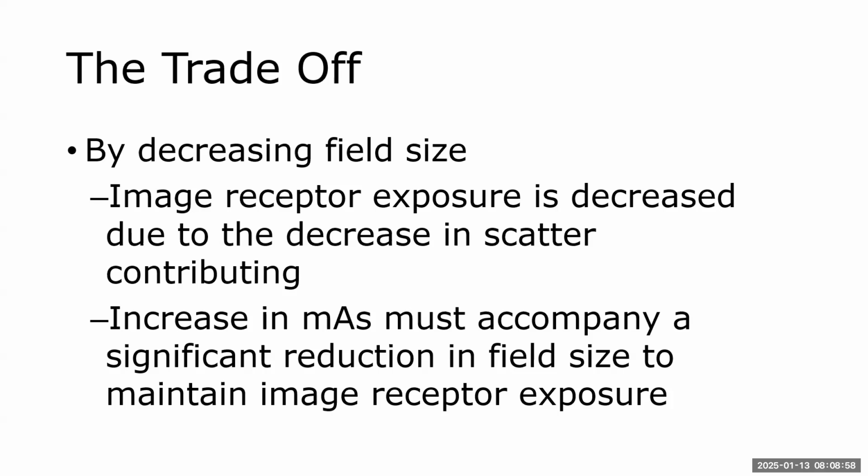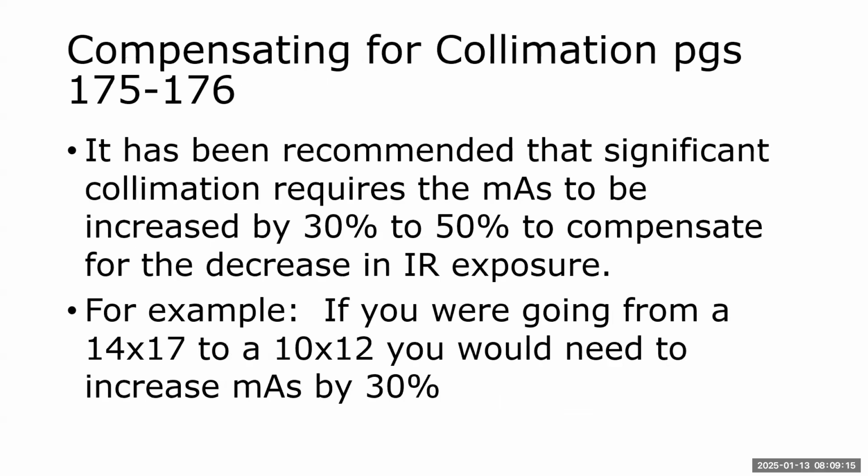So generally, you have to increase mass if there's a significant reduction in field size, because our goal, again, is to maintain receptor exposure. That's been our goal from the beginning of last semester, when we're making all these changes. If you look on page 175 and 176 in your Faber book, it talks about compensating for differences in collimation. It says it's been recommended that significant collimation requires the mass to be increased by 30 to 50%.